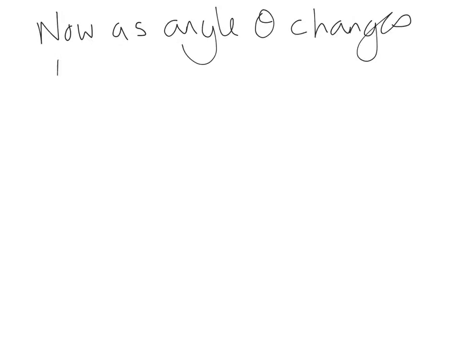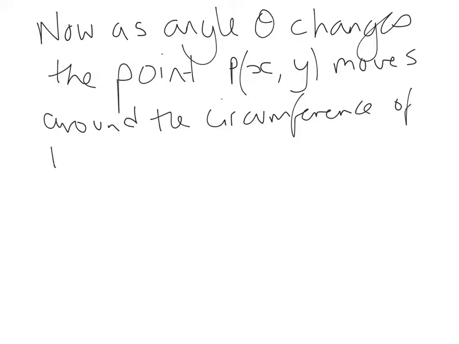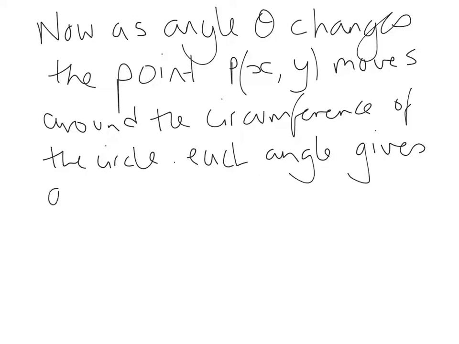So now, as angle theta changes, the point P, which is the coordinate x, y, moves around the circumference of the circle and each angle gives a new unique point P.